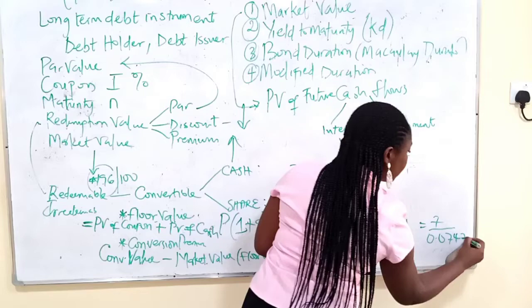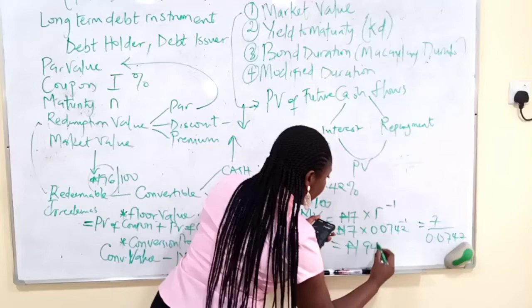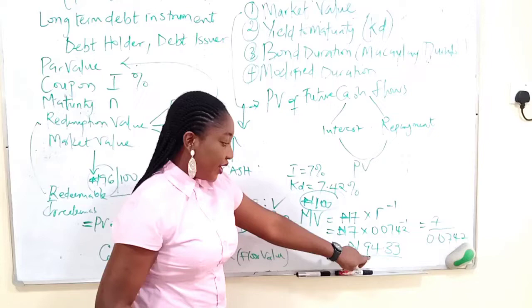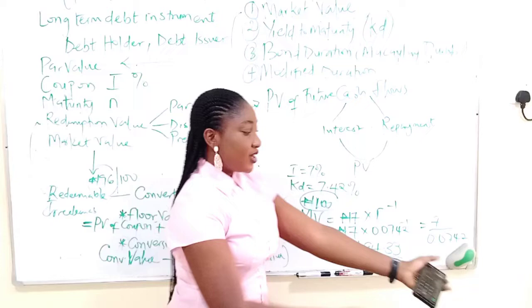4 2. Okay. And that gives you what? Market value of 94.33. See, the bond is trading at 94 naira. Let's pick up. For a bond worth 100 naira, look at the investors buying it at 94.33 naira. Yes, they are buying it because they give them a certificate and then they drop cash for 94.33 naira. So you get the whole picture.